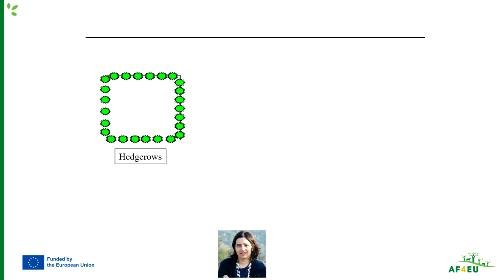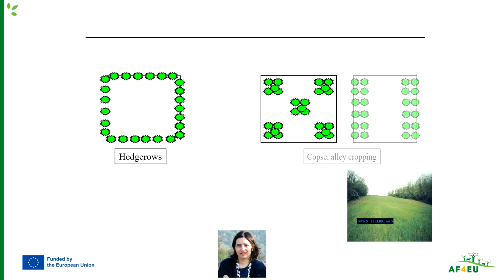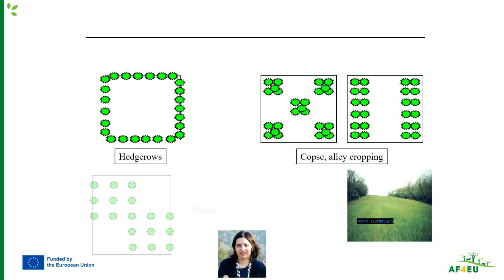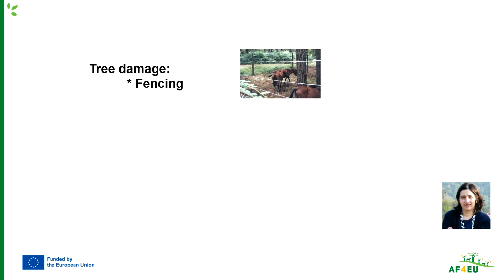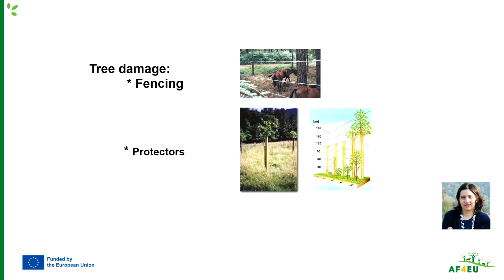The distribution of the trees can be done in different ways, like hedgerows, copses, alley cropping, see here a zone in Italy, or even in mosaics. But sometimes trees can be damaged, so we have to restrict grazing in some cases. It also depends on the animal that is grazing, but in some cases we have to just put up fencing, or even use protectors. Some of them are identified as good because of their high survival and growth.